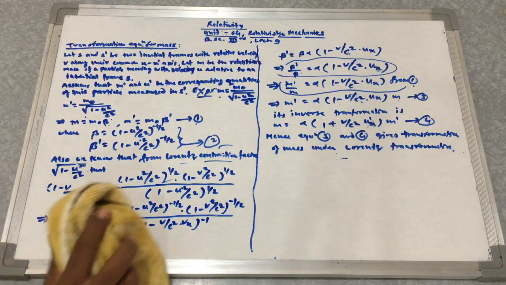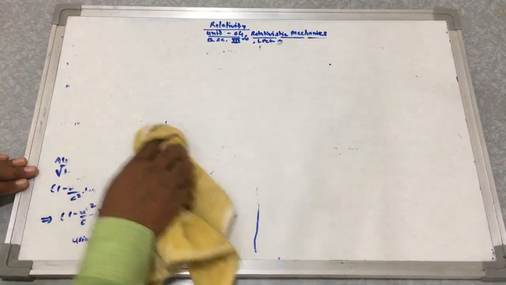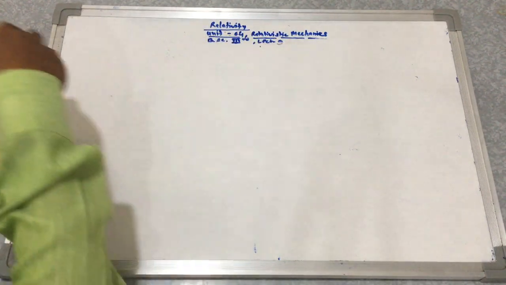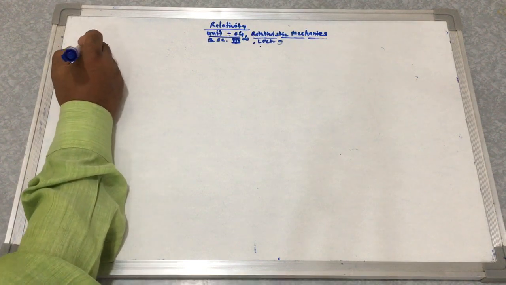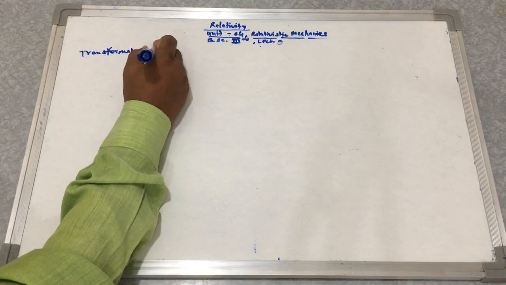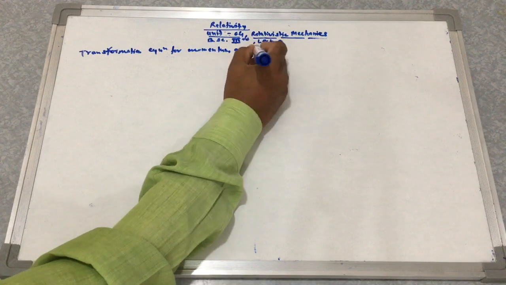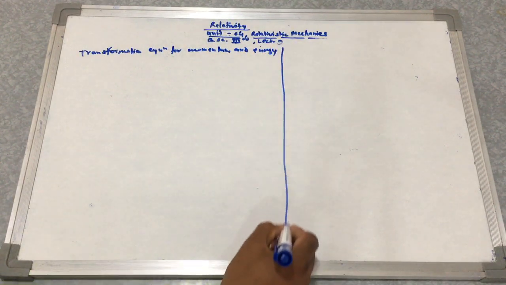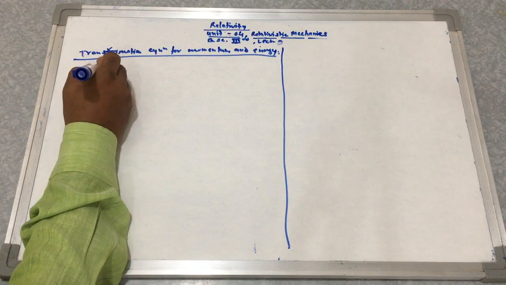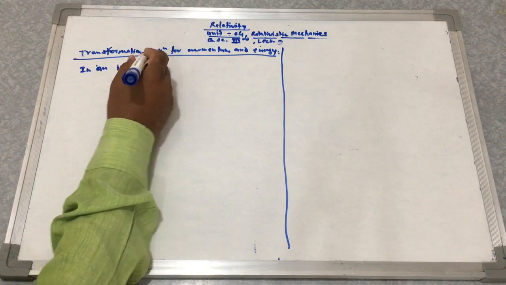Then again we have to see the transformation equation for momentum and energy in an inertial system.